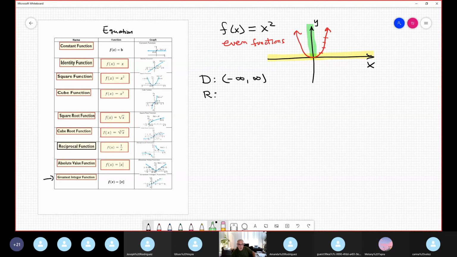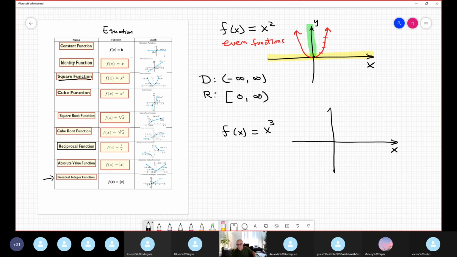And remember, range is the y values. It just includes from zero to infinity. Zero comma infinity. But include zero, of course, because the parabola physically touches zero. Everyone follow me? Quadratic, square function, square or quadratic. Cubic is similar, but for the cubic the graph looks like that.